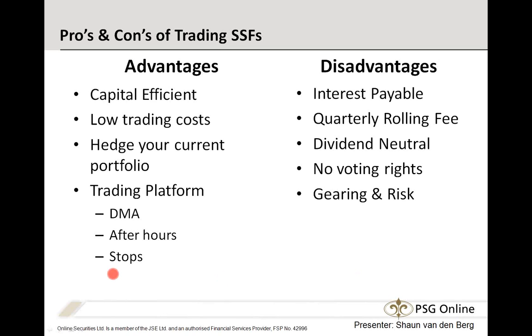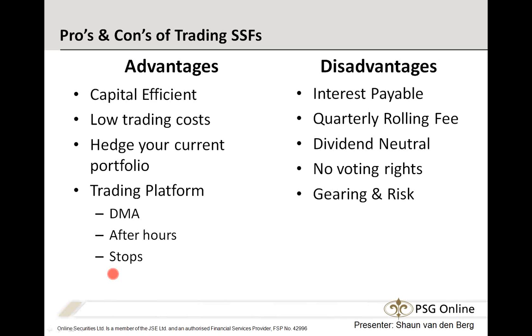The disadvantage, obviously, is that there's interest payable. There's that quarterly rolling fee. By the way, I forgot to mention that. That rolling fee is 0.25% of your exposure. So if you're rolling positions all the time for the next year, you've got an additional 1% cost when it comes to single stock futures. They are dividend neutral, so you don't actually receive the dividend.